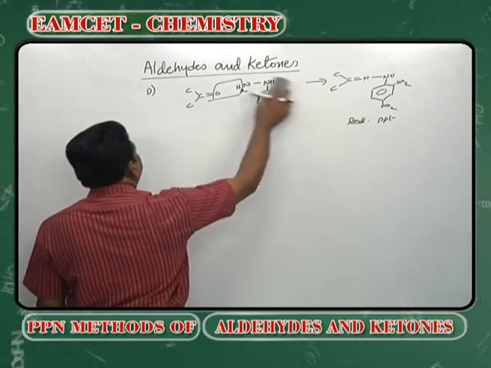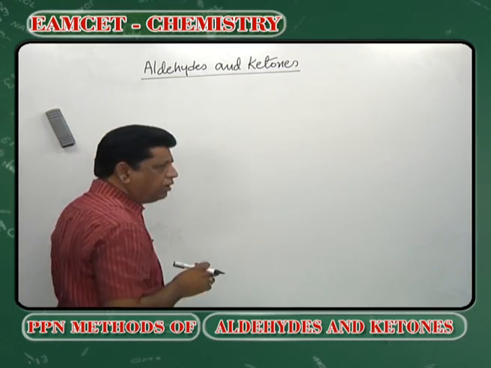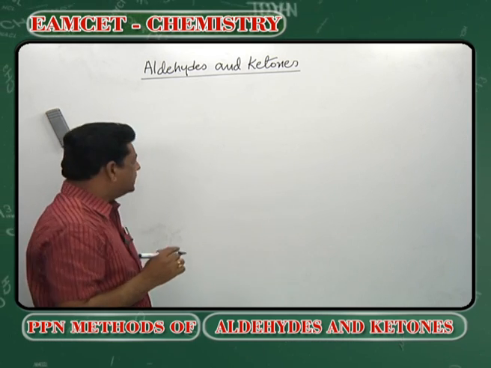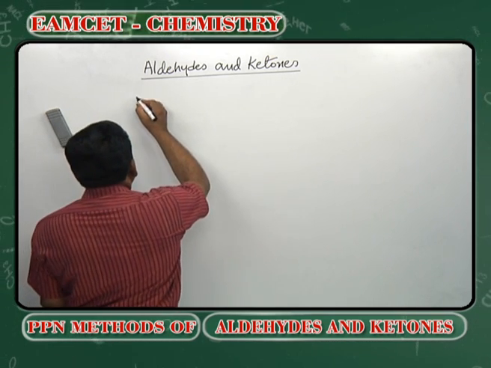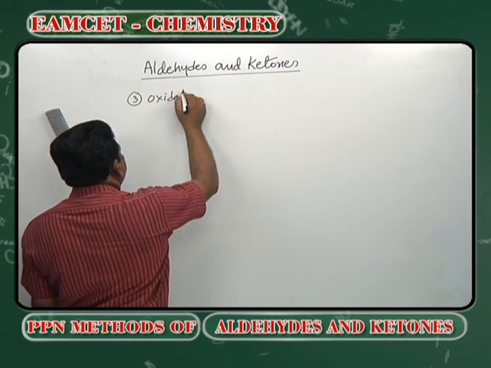Differentiation, we have some oxidation reactions that we will take later. These are all called condensation reactions. Now, let us go for the third type of reaction, that is oxidation reactions.